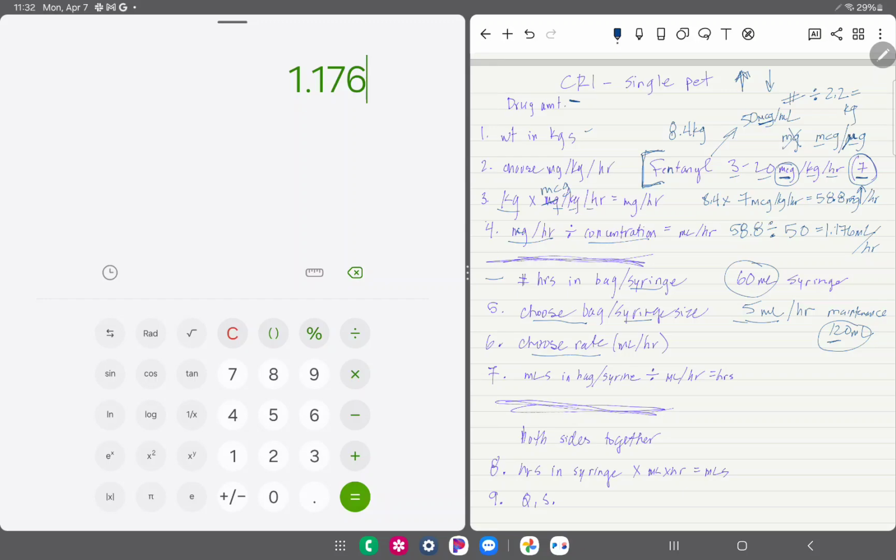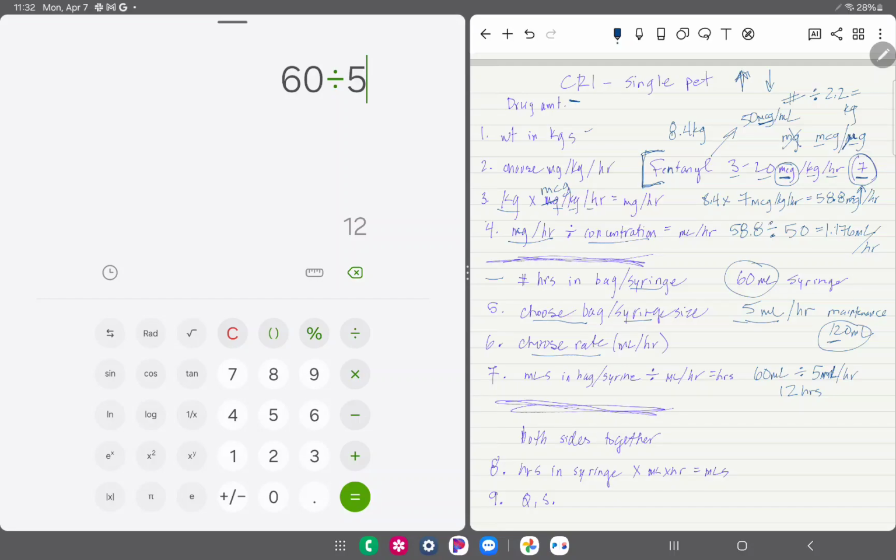That would be bad. So if I'm choosing my rate, 5 mils an hour, now I can take my mils in my syringe this time, 60, and I'm going to divide that by this rate I chose, 5 mil per hour, so as to not cause fluid overload or anything else, but to make sure they're still getting their drug. And if I take 60 divided by 5, I should get 12 hours. And I really love that number because that's how long my shift is. So now I can work with my 12 hours and figure out what I need from that, and just have my, hopefully, one syringe that will work for this pet.